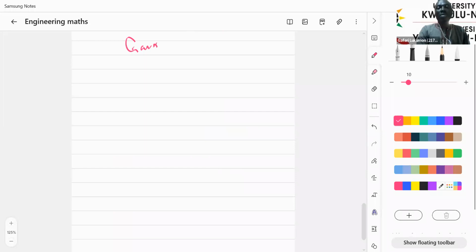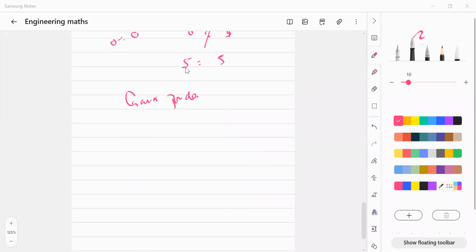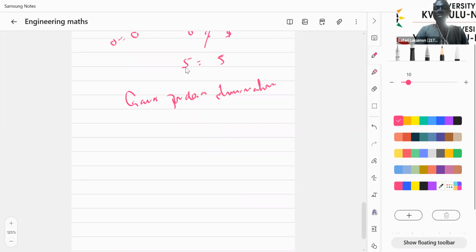Gauss Jordan elimination method. So one of the applications of matrices is you can use it to solve a system of linear equations. And there are many ways you can use to solve a system of linear equations. One of them is to reduce your system to a row reduced echelon form.